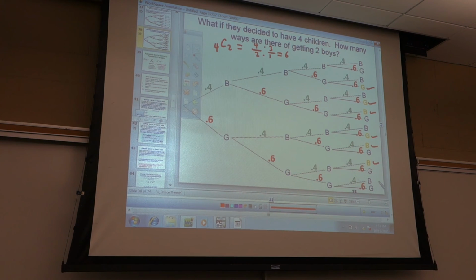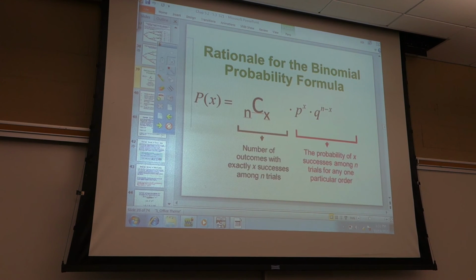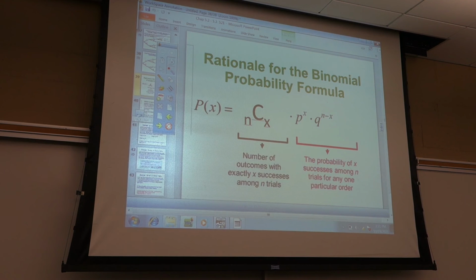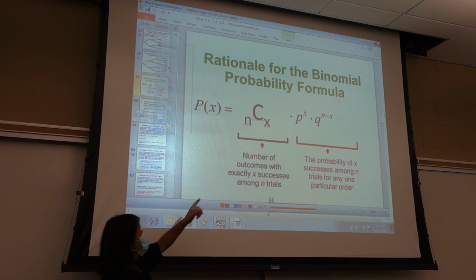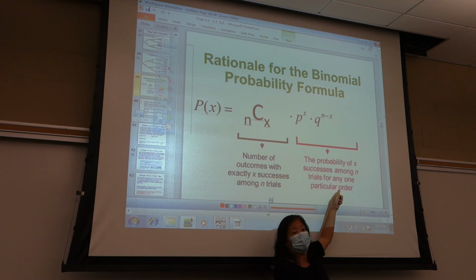Right, so that's this part here. The n choose x tells you how many outcomes with exactly x successes among n trials. There's how many of those branches end up there. And then the p to the x times the q to the n minus x tells you the probability of that branch.